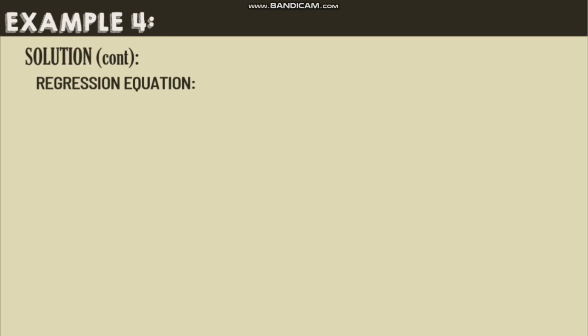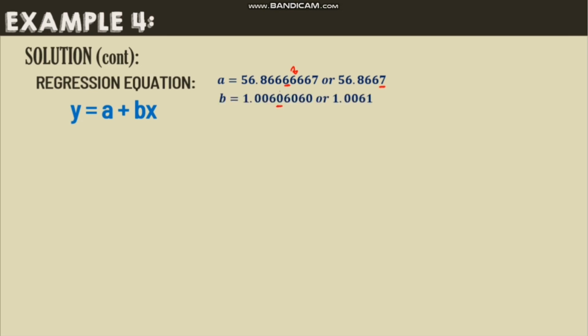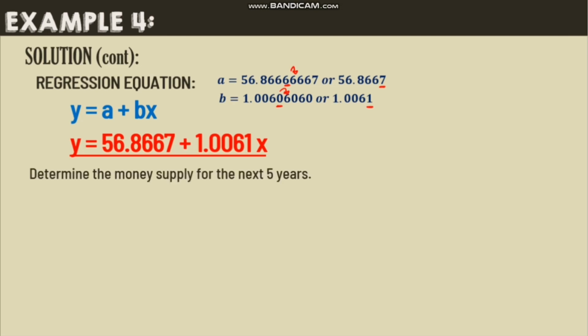So, after nun, substitute na natin siya sa ating linear equation na y equals to a plus bx. Okay? So, remember our a ay 56.8667. 4 decimal places lang po. So, ito po yung pang-apat. So, yung katabi niya ay 6. So, magiging 7 na po ito. And then, for the letter b, we have 1, 2, 3, 4. So, ang katabi ay 6. So, magiging 1 na siya. Okay? So, substitute lang po natin. We have y equals to 56.8667 plus 1.0061x.